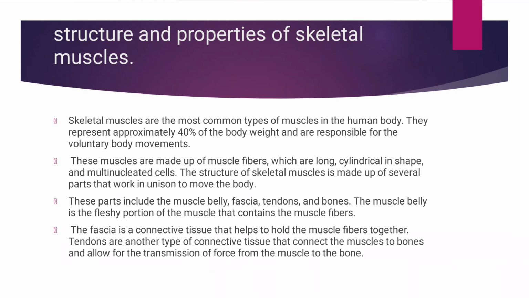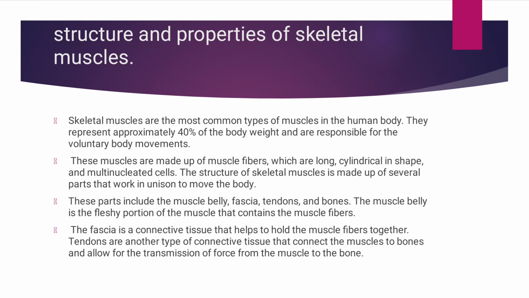The structure of skeletal muscles is made up of several parts that work in unison to move the body. These parts mainly include the muscle belly, fascia, tendons and bones. The muscle belly is a fleshy portion of the muscle that contains the muscle fiber.